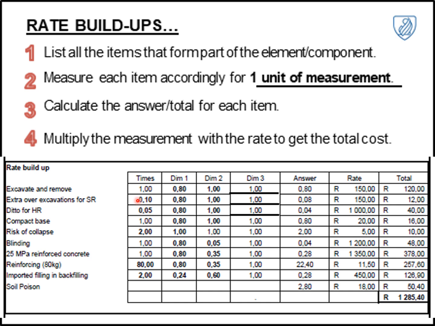The same with your extra over for soft rock: it is a 10% allowance, and 5% for hard rock. Your compaction of your base is a per square meter rate. So we've got the width, and then we've got 1 and 1, and that's used for that. It's a very similar calculation. Let's just get to our cubes.